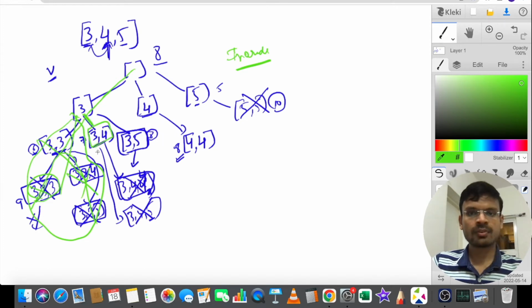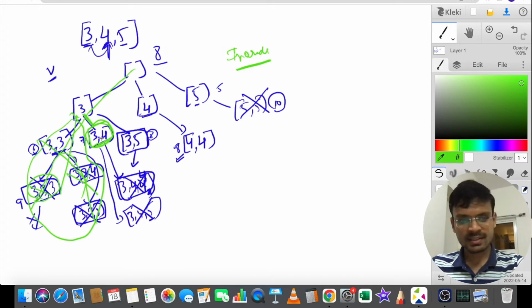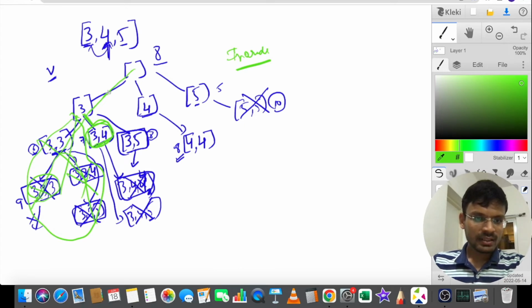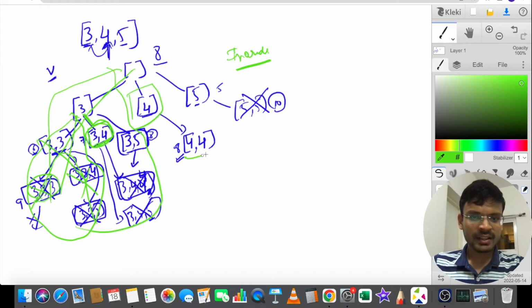So this 3 comma 4 is a part of the answer. I will append this particular vector into my answer vector, which I have to return in the function. Similarly, after this part of the tree has been completely covered, I will go to this 4 node and I will find that 4 comma 4 is also a possible answer, so I will append this 4 comma 4 vector into my answer vector. Right, so here the two possible answers are 3 comma 5 and 4 comma 4.